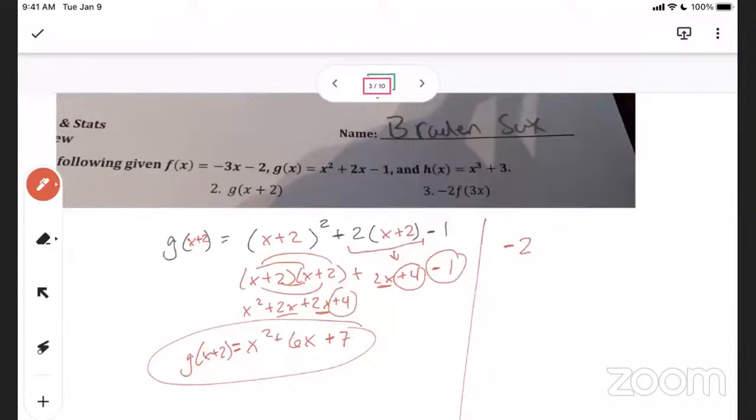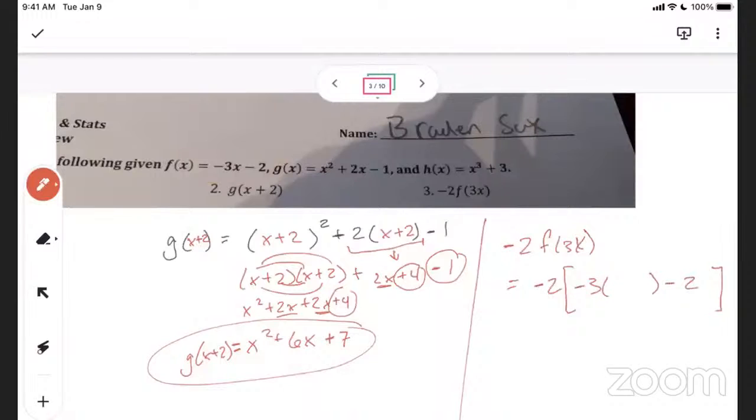Okay, so for this next one, we're going to do that same thing. Negative 2 times f of 3x is equal to, well, first of all, you put the negative 2 on the outside because we're going to have to multiply that through at the end. And f of x, look up here, there's actually only one x in there. So I'm going to rewrite my f of x, but I'm going to leave a parentheses every time I see an x.